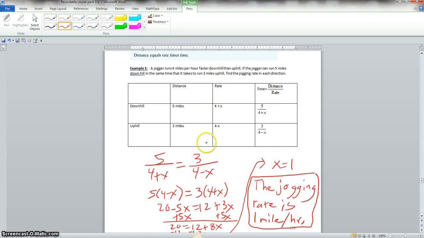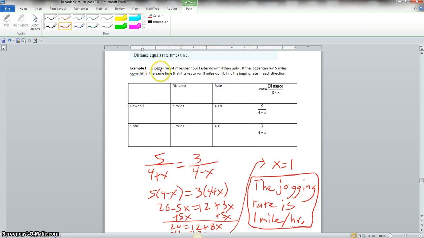Okay, first of all, I drew this box here. I did the distance, rate, and time. Downhill, this jogger can run 5 miles, so the downhill distance was 5 miles. When it was uphill, it's 3 miles, so uphill's distance is 3 miles.